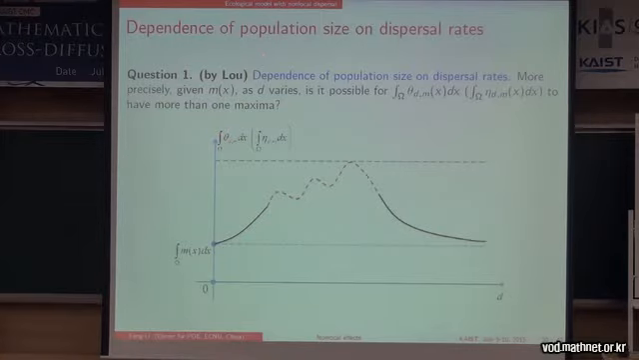First, how about the dependence of population size on dispersal rate? To be more specific, given m of x, the carrying capacity, as the diffusion rate d varies, what does this curve look like? Is it possible for the total population to have more than one maximum? That's the first question.